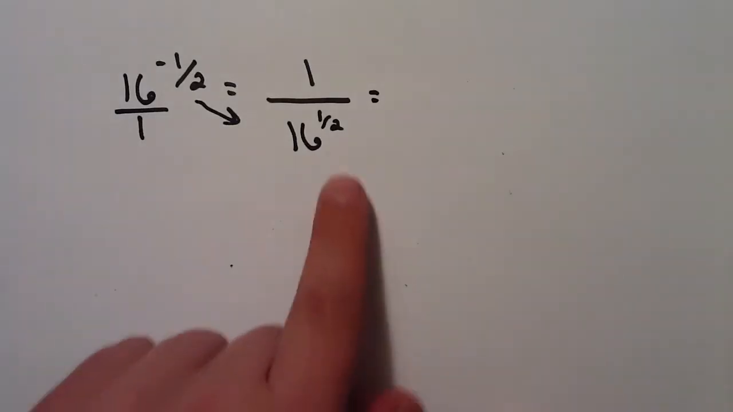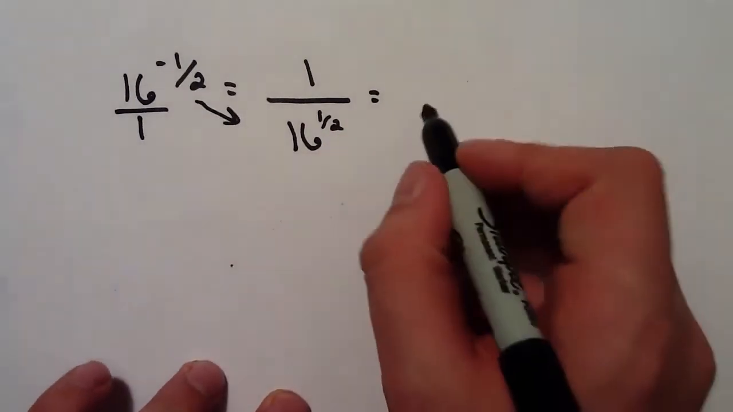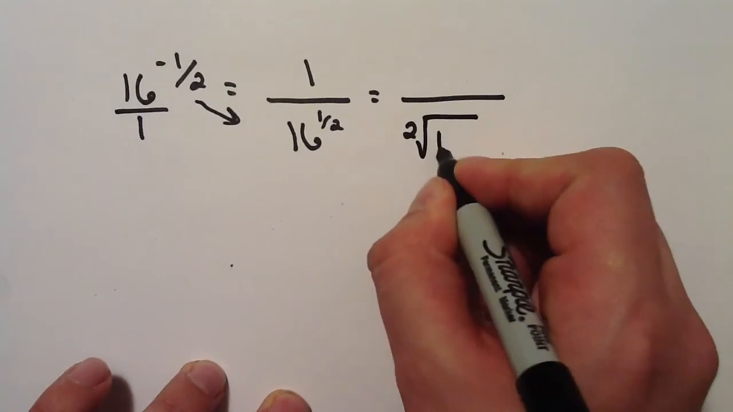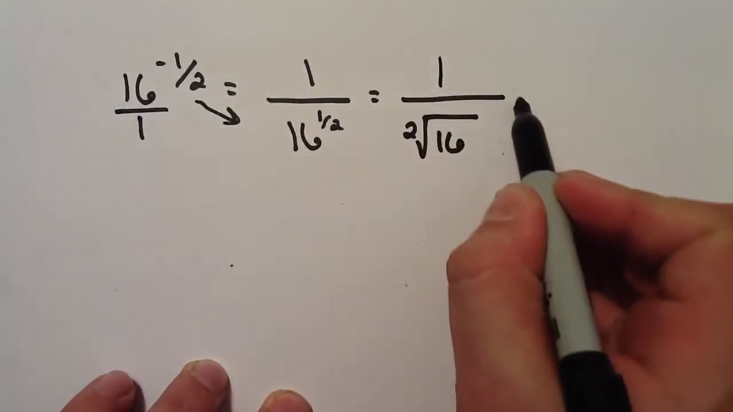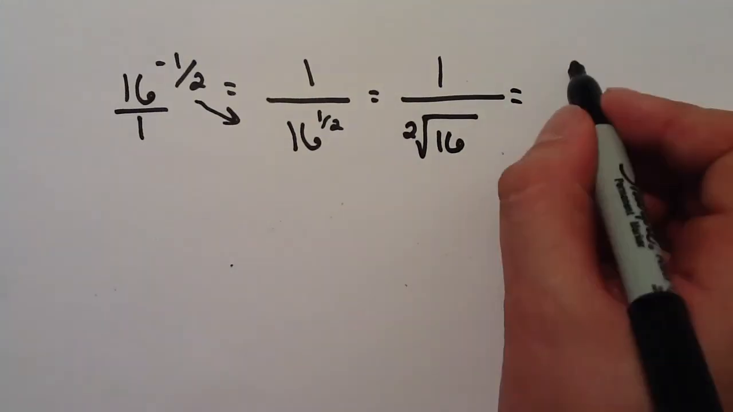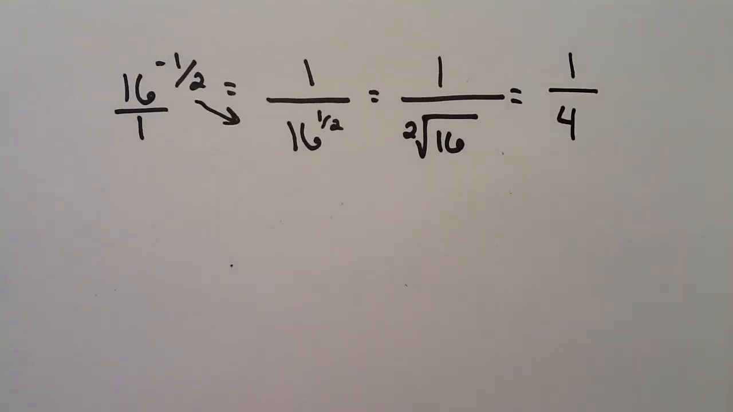Now from previous videos, I have a fractional exponent. The denominator of my exponent becomes the index of my radical. So I get the square root of 16. Bring over my 1. Say equals. And I figure out what the square root of 16 is. 1 over 4 times 4 is 16, so 1 over 4.